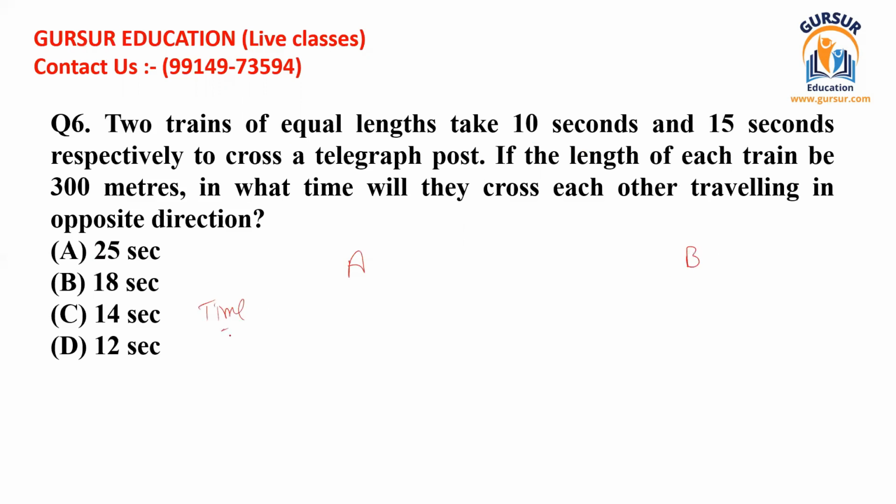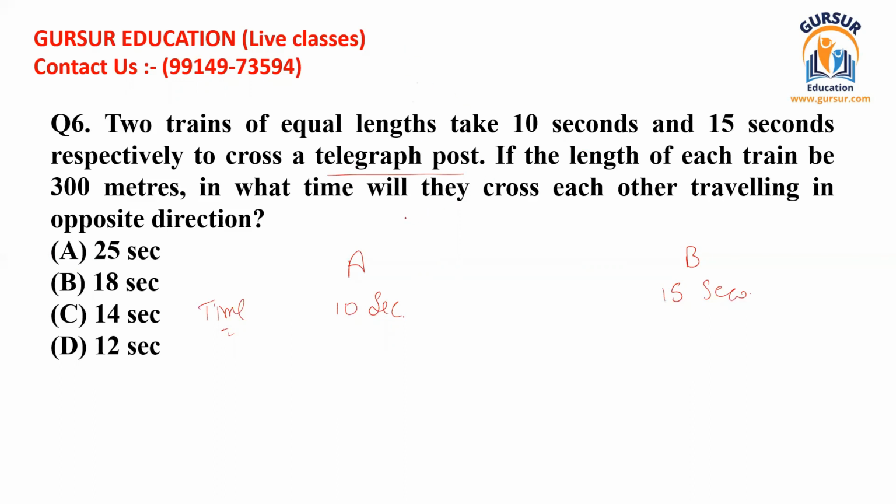We are talking about a time. Time is given for them. 10 seconds is the time for A, and 15 seconds the time for B, respectively, to cover a telegraph post. So this does not have any kind of length. Okay, this is simply a pole.